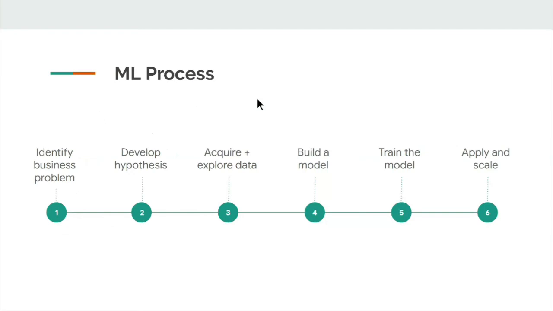So the overall ML process: identify the business problem, develop a hypothesis, and then start exploring data. Data has to have some relationship to the predictions and to the AI problem that we're trying to solve. Then how do we find the best relationship or the best representation of the correlations between data and problem? That's how we build a model. And the last step is how to apply and scale.